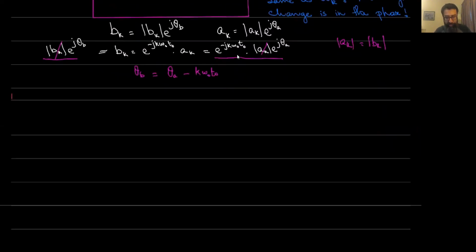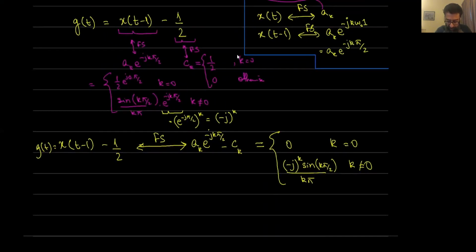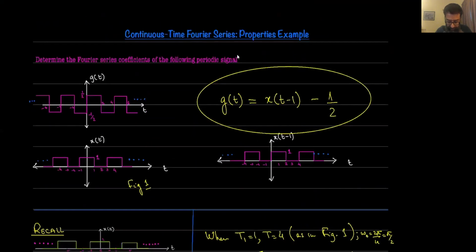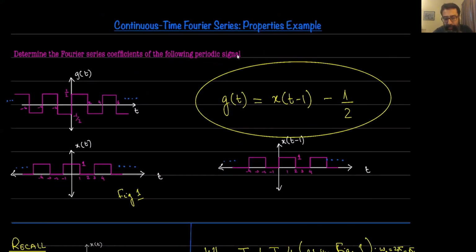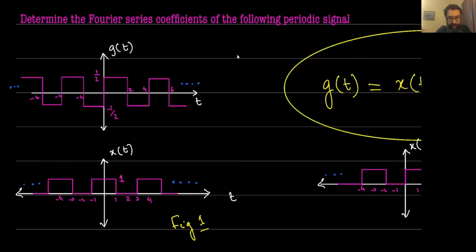All right. So this was all about linearity and time shifting. This example is from the textbook. I think this is example 3.5 of the textbook. And the reason why I put this example right after these two properties, instead of discussing the other properties earlier, is because this example uses both linearity as well as time shifting. So what you're required to do is find the Fourier series coefficients of this signal g of t here. And one of the ways you could do it is to just directly use the analysis equation. I'm not going to do that.